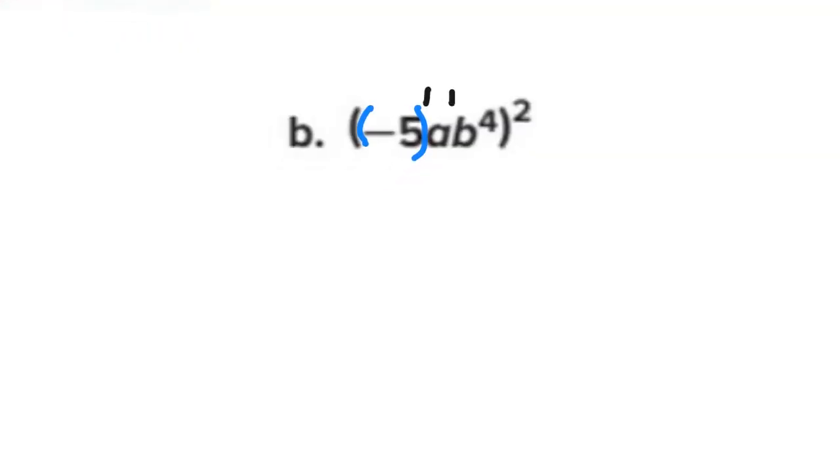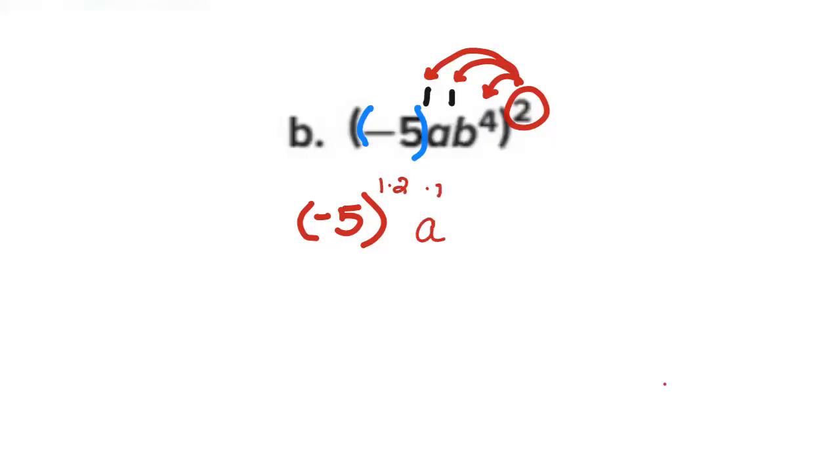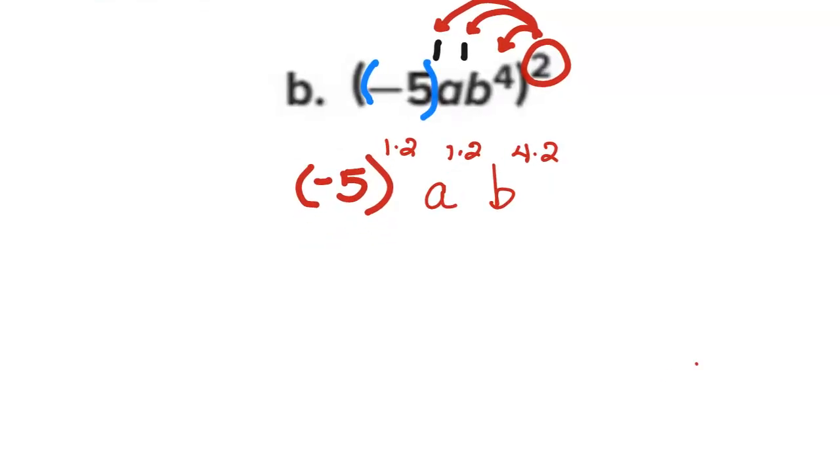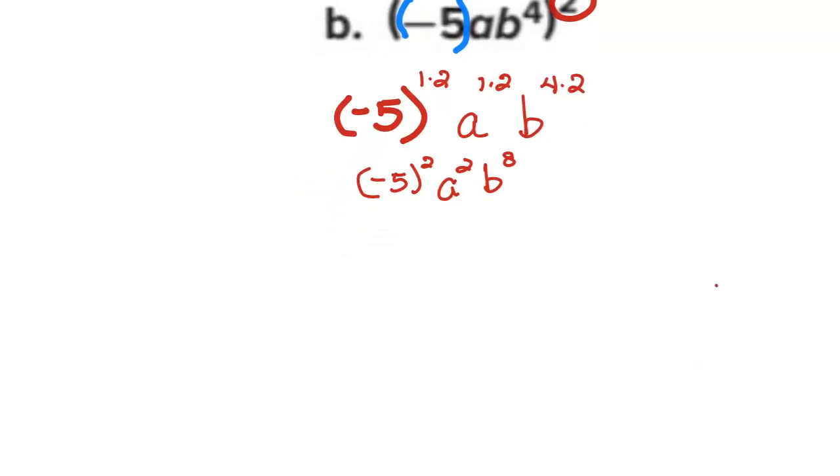All right, so all of these products, all of these factors are being taken to the power of 2. So I need to multiply and say -5 in parentheses to the 1 times 2 times a to the 1 times 2 times b to the 4 times 2. So we get parentheses -5 to the 2nd power, a to the 2nd power, b to the 8th power. And on your calculator, put -5 in parentheses to the 2nd power, and what do you get?